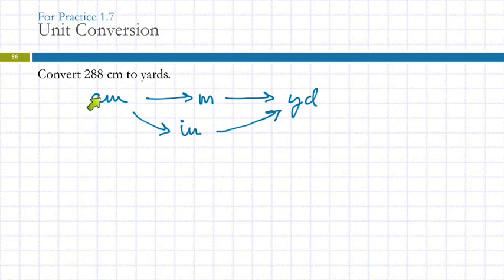Okay, so we got the path. Centimeters to inches to yards. I'm just going to cross that off because we realized we couldn't do that. Okay, that's the hard part right there. Once you've got that, everything else is just going to be following a pattern. So what we're going to do is we're going to take our starting point, bring that number back, 288 centimeters. For every arrow in my path, I have a fraction. There's 2 arrows, so this one's going to have 2 fractions.